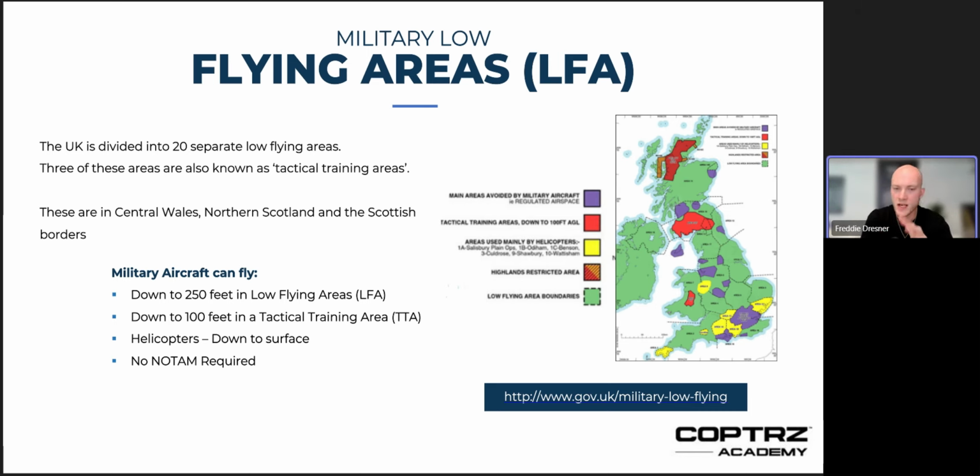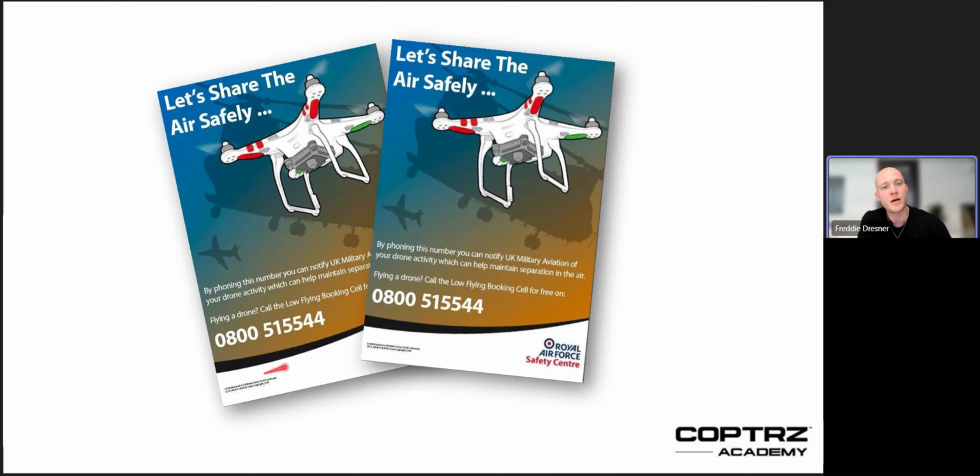Now, a couple of ways to do that. You can either go to the military low flying website here, or you can contact this number here. You can record this down here if you want, but in your Dropbox in the introduction module, the number for this is already in your pre-flight planning form. So don't worry if you're not going to get that written down now. It's already in some of the learning resources that we provided you on your Dropbox.